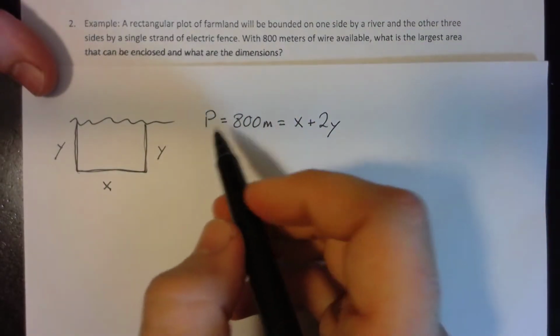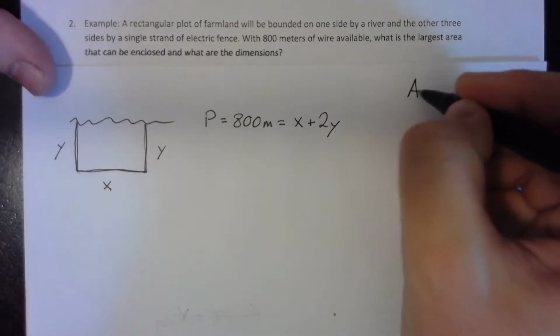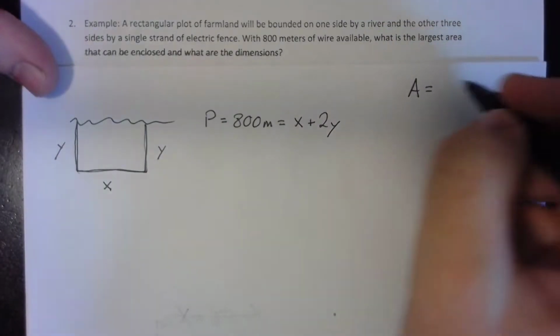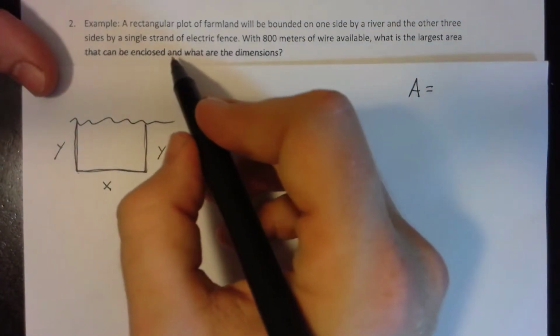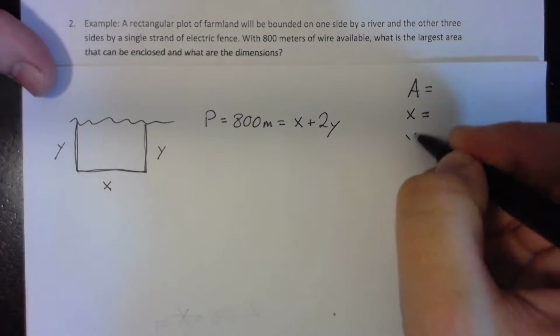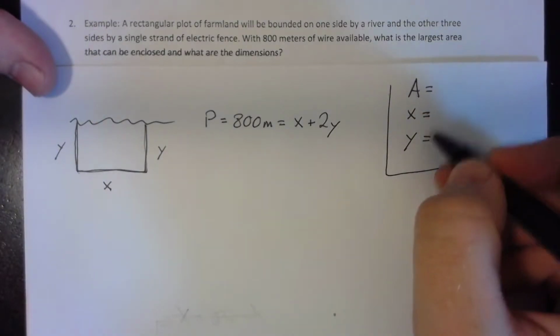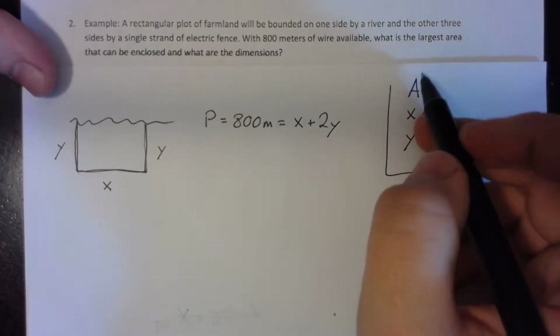Again, notice with 800 meters of wire available, what is the largest area that can be enclosed, and what are the dimensions? Now notice in this question, it is what is the largest area, so I want A equals something when I'm all said and done. Secondly, what can be enclosed, and what dimensions are there. So I'm going to need to have x and y as a final solution. Not just A, not just x and y, but all three, because of the way the question is worded.